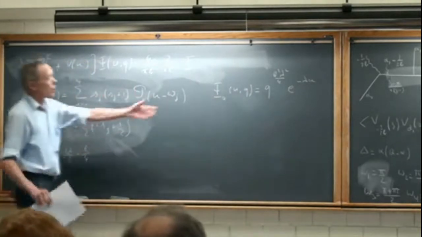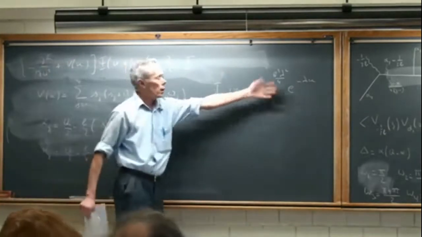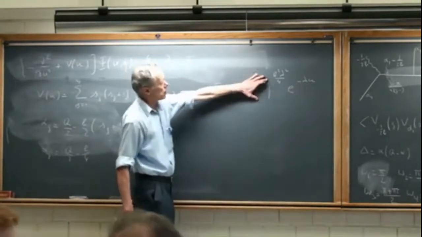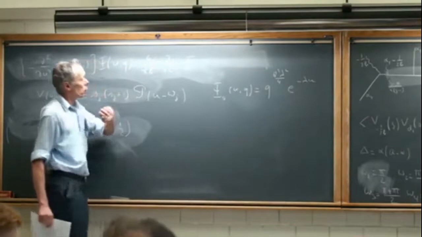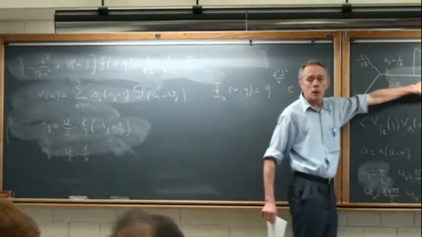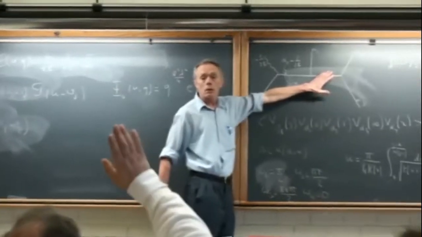For some arbitrary parameter lambda, this is essentially a plane wave in U, and this takes care of the d by dt. And lambda is essentially related to the intermediate momentum here.